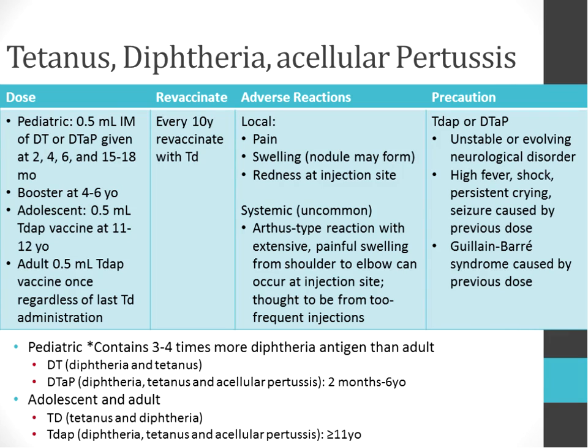This one passes the whooping cough protection onto the baby until they're old enough to get their own DTaP. So I would just make sure that you're familiar with which ones are for pediatrics and which ones are for adolescents and adults.